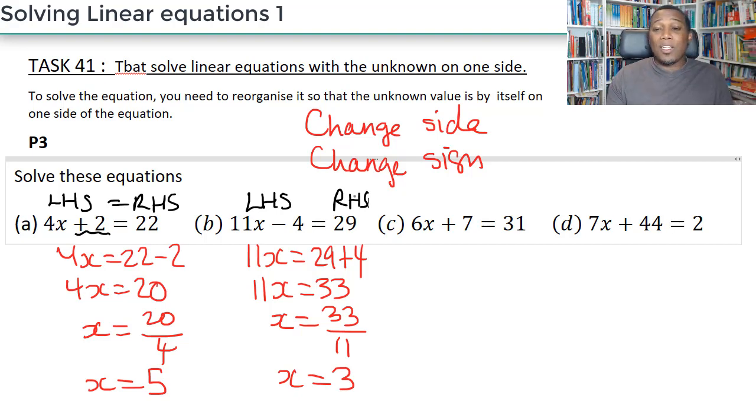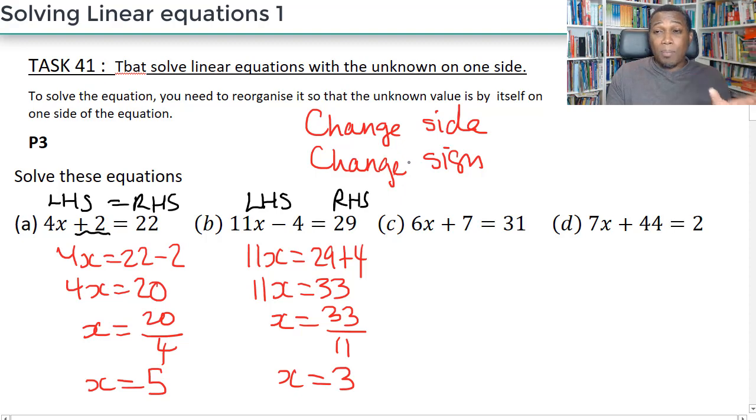Right, so now I'm going to do it with change side, change sign. Okay, you did the power of the pause, and you went on. Okay, so left-hand side, right-hand side. I want x all by itself, so that plus 7 has to go. Plus 7 on the other side is minus 7. 31 is not going anywhere, so it stays as positive 31. So on my right-hand side, plus 7 is now minus 7. I got 31 take away 7, which is 24.